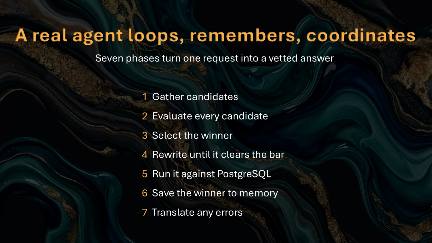Step back, and you can see the shape of the workflow. It loops, it remembers, and it coordinates. 7 phases turn one request into a vetted answer. Gather candidates, stored SQL matches from memory, plus freshly generated SQL drafts. Evaluate every one. Select the winner. Rewrite until it clears the bar. Run it against PostgreSQL. Save the winner to memory. And translate any errors. That's the overview.